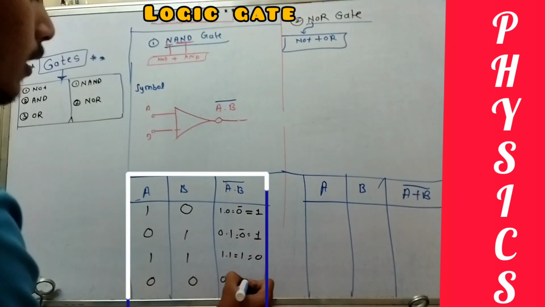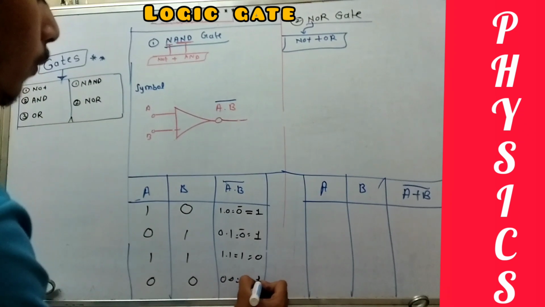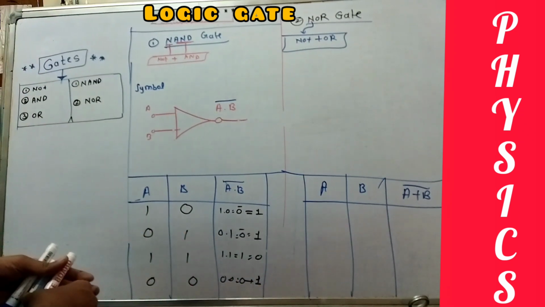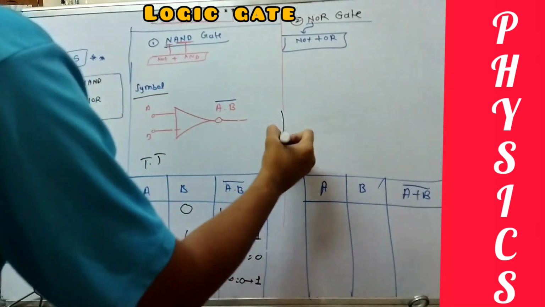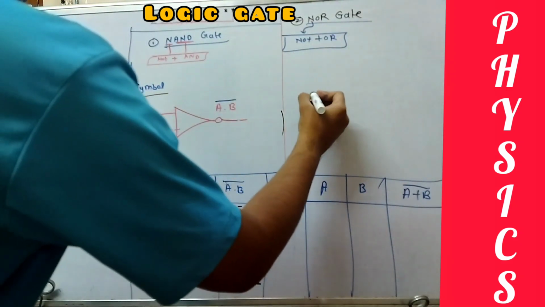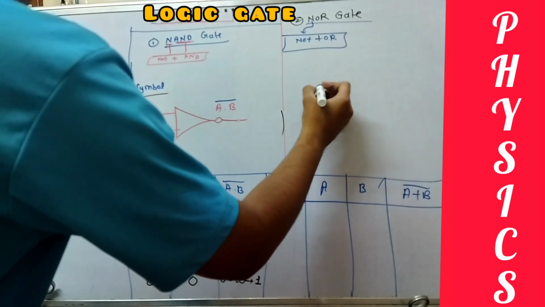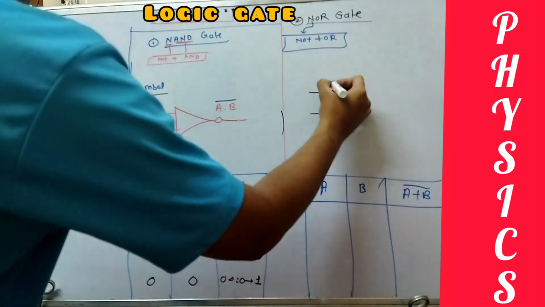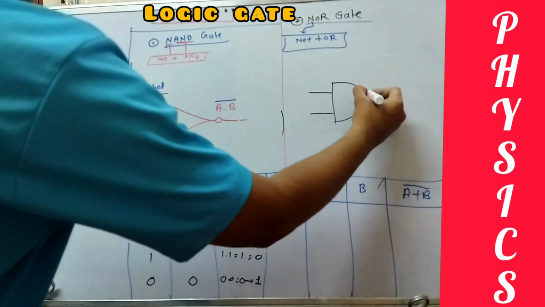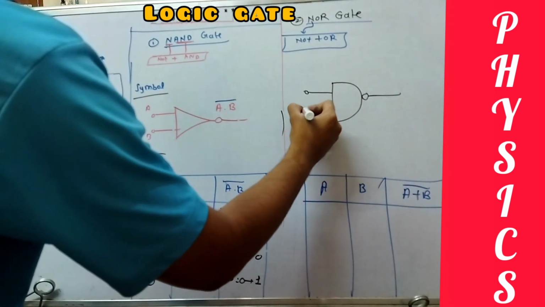Next is NOR gate. This is denoted by this symbol, and this is mixing of OR gate and NOT gate. Firstly draw OR gate and join NOT gate. There are two terminals A and B. It gives A plus B, and next is negation, (A plus B) bar.